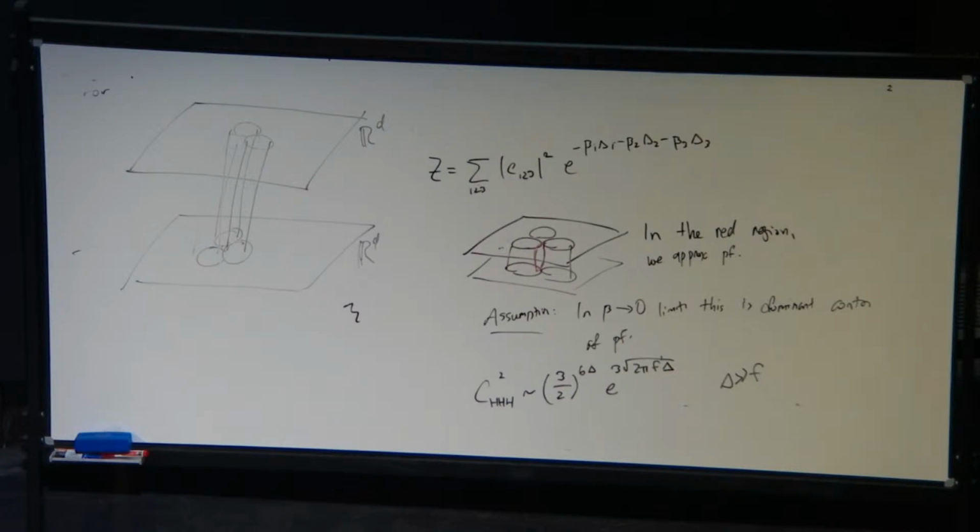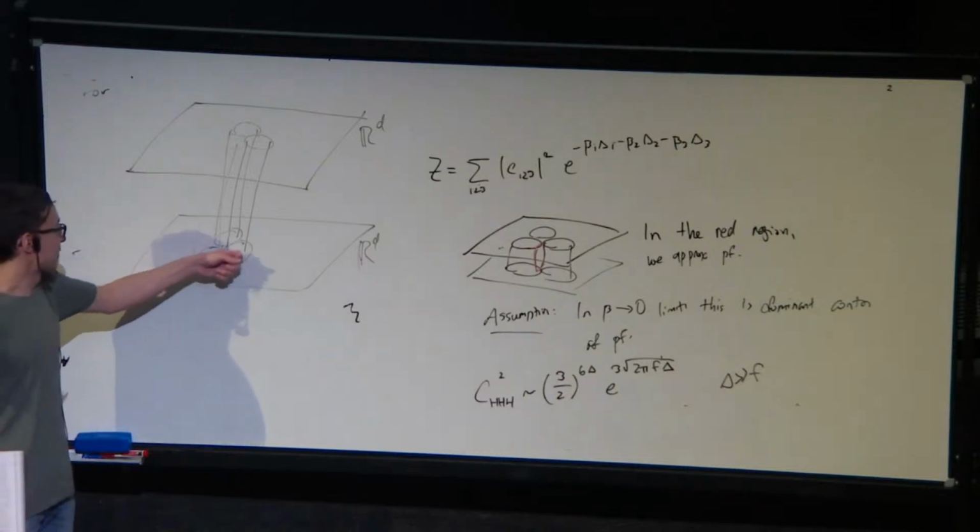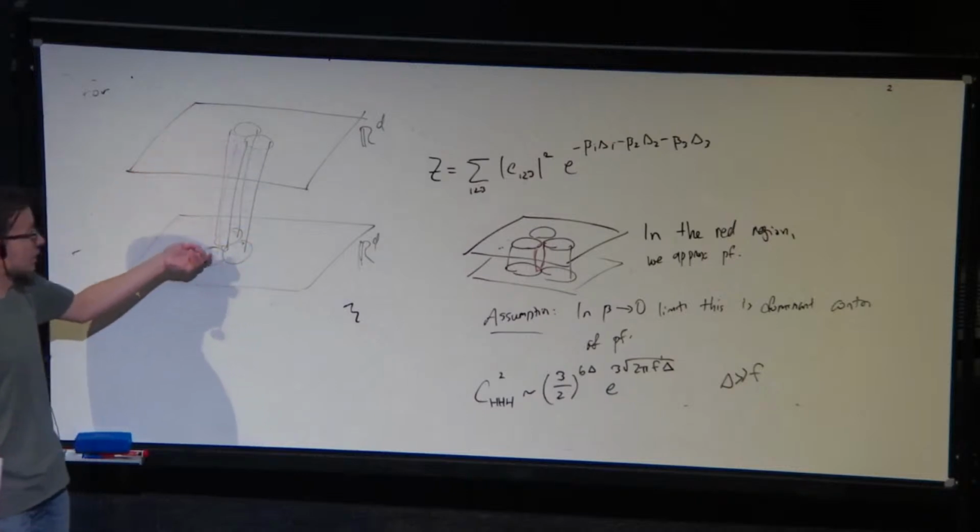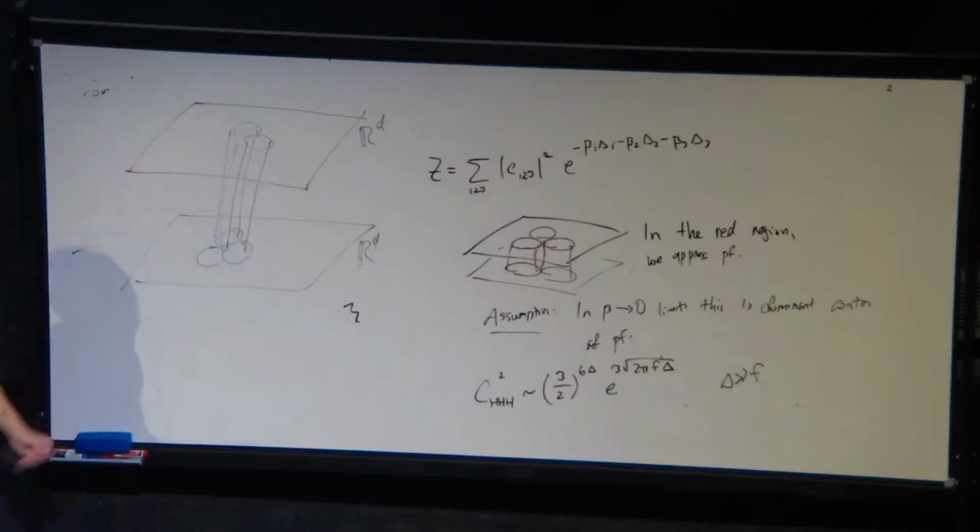Maybe, I'm not quite sure. Well, I mean, the idea is that you just have these states propagating here, and they're propagating by length beta 1, beta 2, beta 3, and you're summing over these states. Yeah.